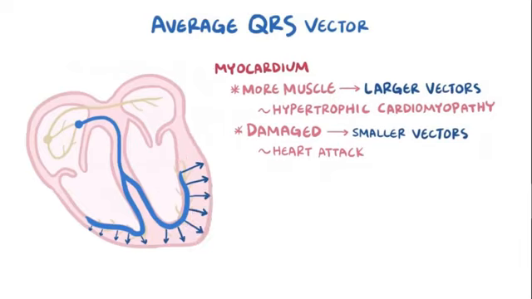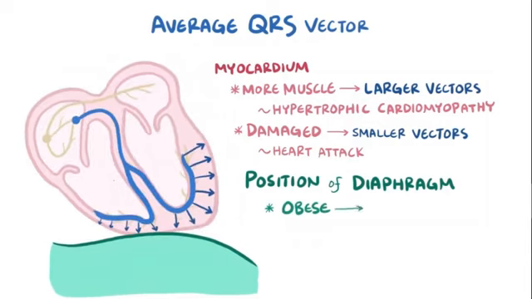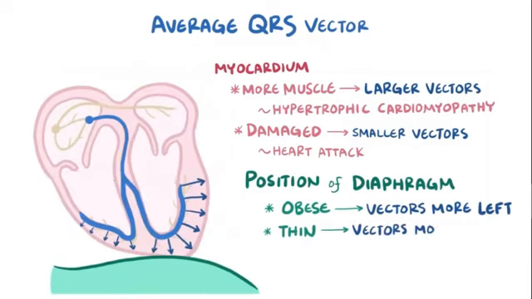Another thing that can affect vectors is the position of the diaphragm, which is usually sort of sitting right up against the heart. In obese people, the diaphragm gets pushed upward, which rotates the heart further to the left. And in thin individuals, the diaphragm lowers, which rotates the heart a bit the other way.